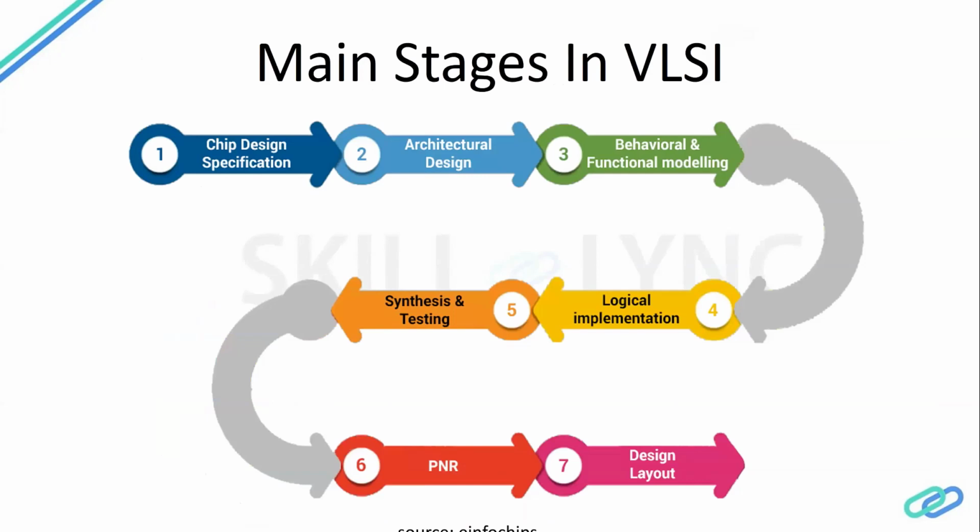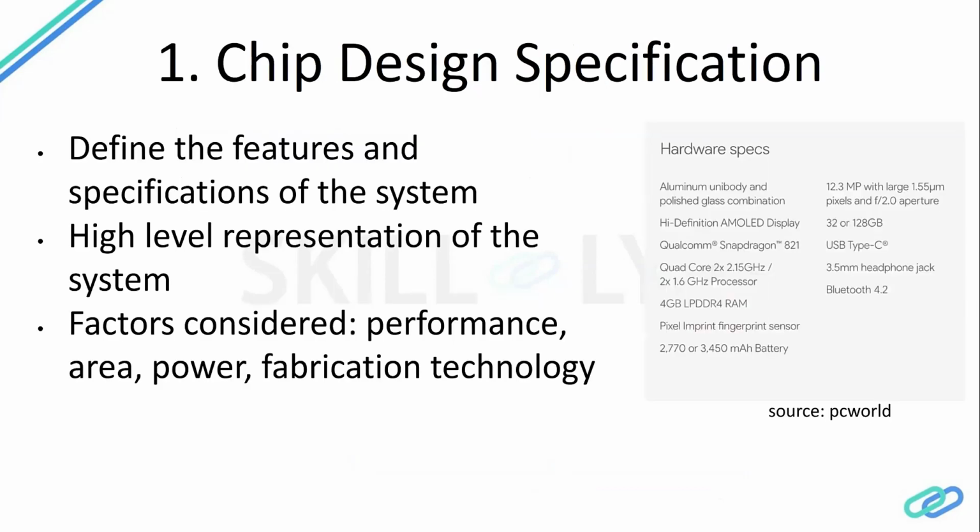Next, we'll look at the different stages in the VLSI technology. I have listed down 7 stages. In the industry, there can be more, or different kinds of flows, but the idea remains the same: you start with the specification, ultimately create some kind of layout, and then that is given to the fabrication or manufacturing facility. Let's look at these stages one by one. The first stage of the VLSI flow is the chip design specification.